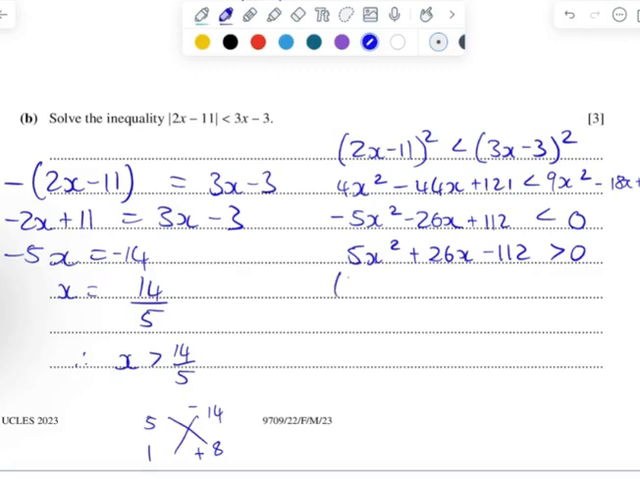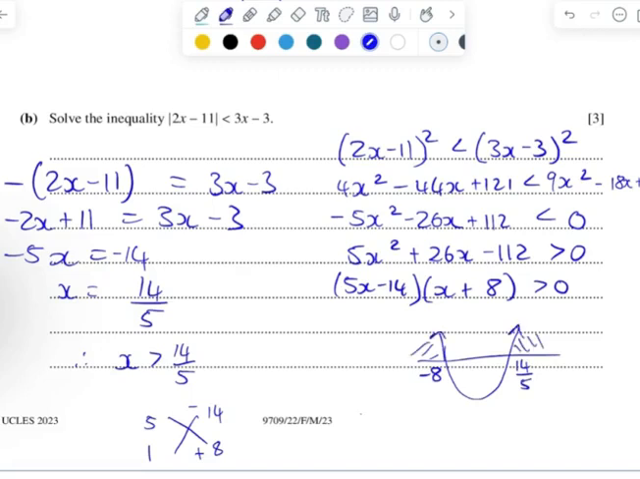Okay, so this is going to be 5x minus 14 and x plus 8, which is greater than 0. When you're solving an inequality, going back to Pure Math 1, I know I've got a negative 8 and then I've got a 14 over 5, and I want to know where my function is higher than that. So x must be less than negative 8 or x must be greater than 14 over 5.